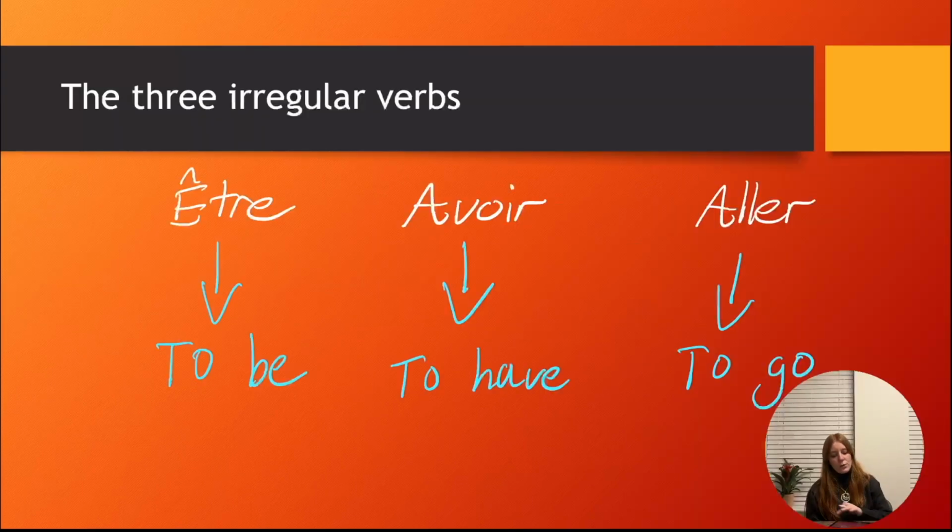These verbs are all irregular. So what does that mean? Irregular means that these 3 verbs have different endings to other verbs. You'll notice être ends in re, avoir ends in ir, and aller ends in er. However, these verbs do not have the same verb endings as other re, ir, or er verbs. So unfortunately, you will have to memorize them.